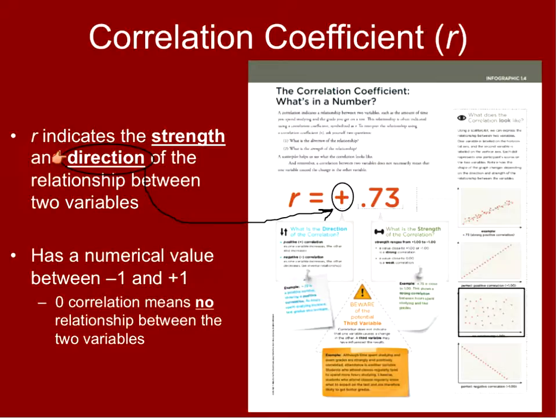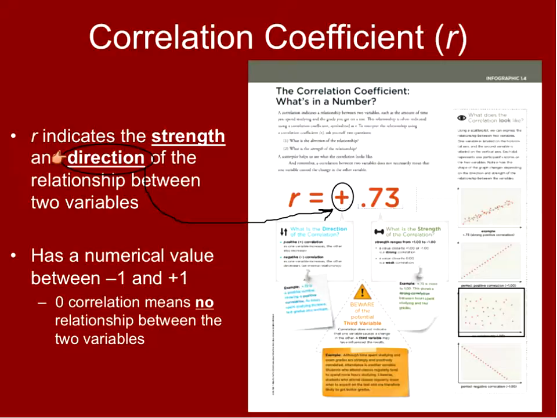So with a positive correlation, the two variables move in the same direction. Okay? So with a positive correlation, it means increases in X are associated with increases in Y, or it means decreases in X are associated with decreases in Y. There's a positive correlation between the temperature outside and the number of ice cream cones that you will sell. Okay? As the temperature goes up, ice cream sales go up. There's a positive correlation there.